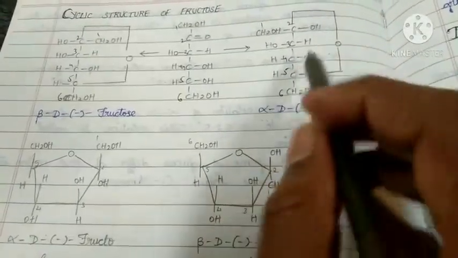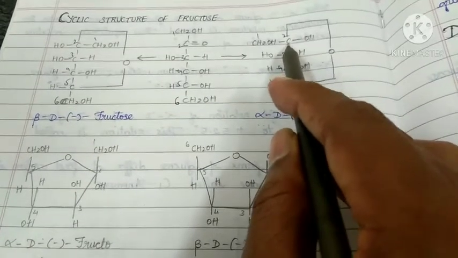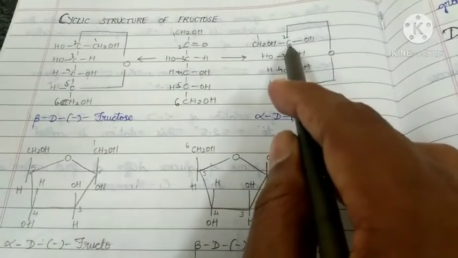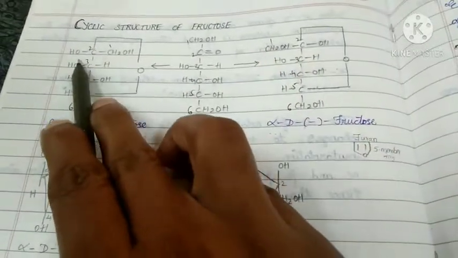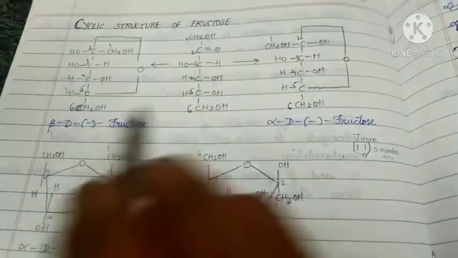Why alpha here? Because this is the first chiral carbon. On the first chiral carbon, OH is present on the right side. Here OH is present on the left side. That is why this is beta and this is alpha.